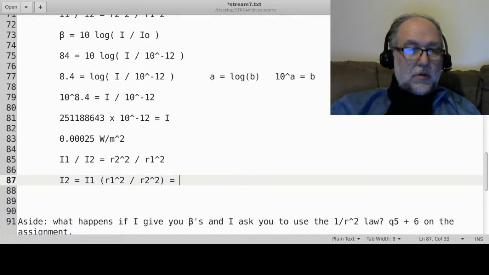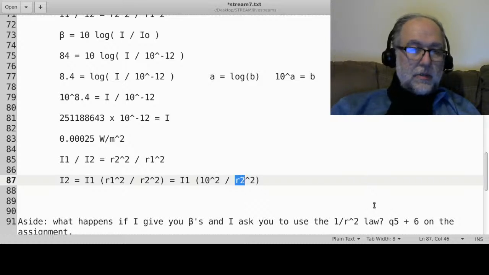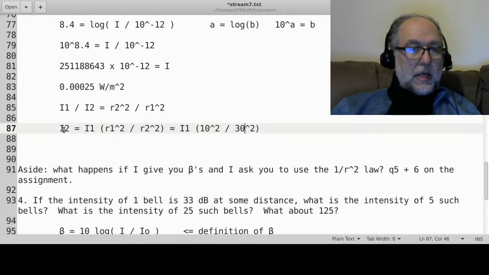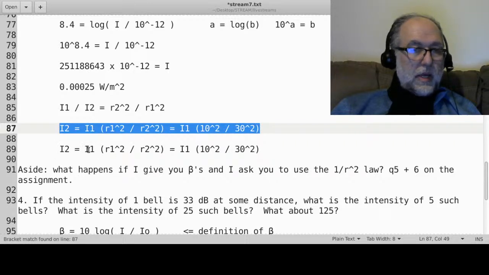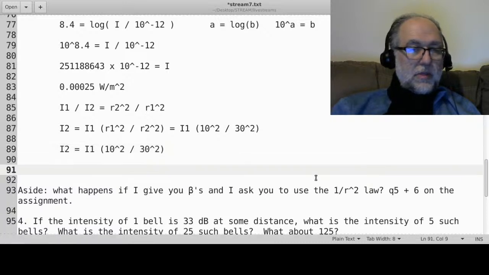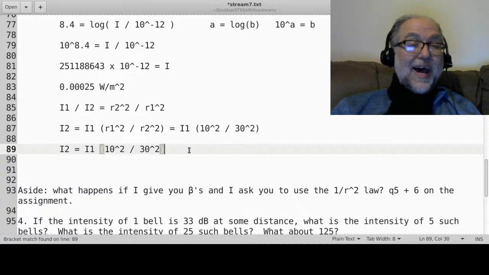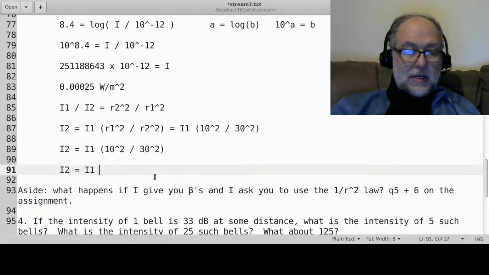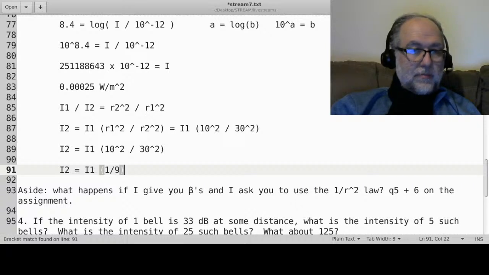Okay, now what's that going to equal? Let me just leave I1 alone. So I have I2 is equal to I1, and then over here I have this fraction, and for R1 I'm going to put in 10, and for R2 I'm going to put in 30. Let me rewrite that, getting rid of the intermediate step. What's this going to give you? Well, 10 squared divided by 30 squared is 1/9. And so this is equal to that times 1/9.